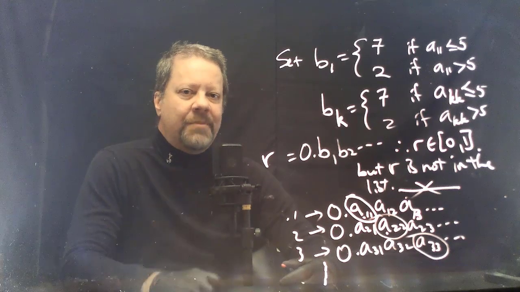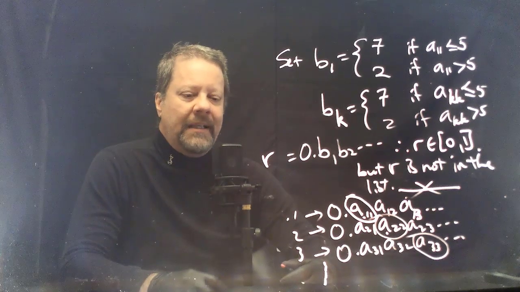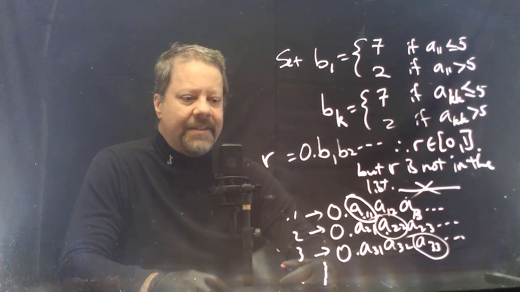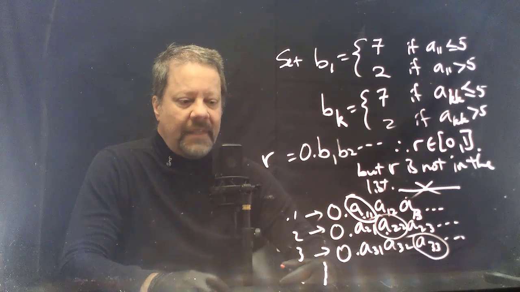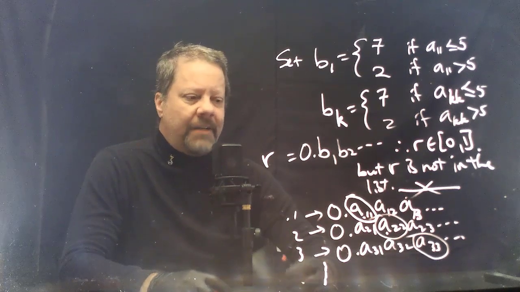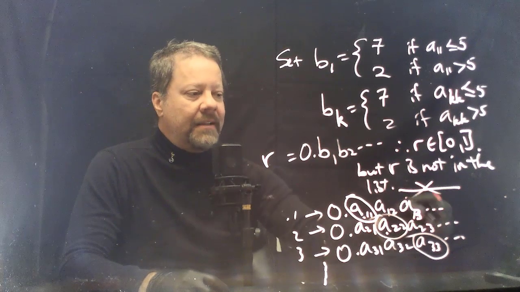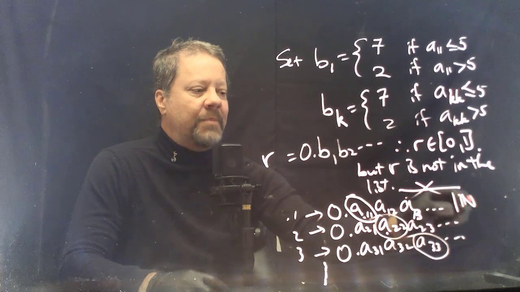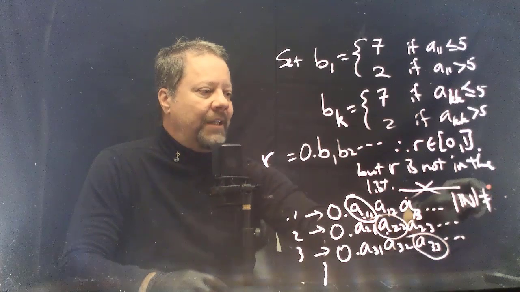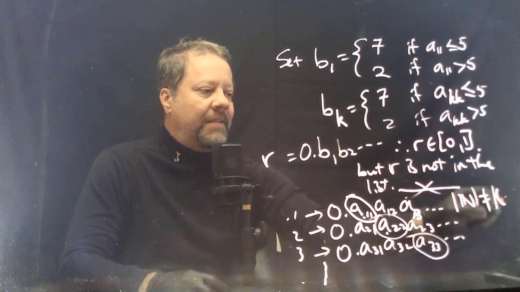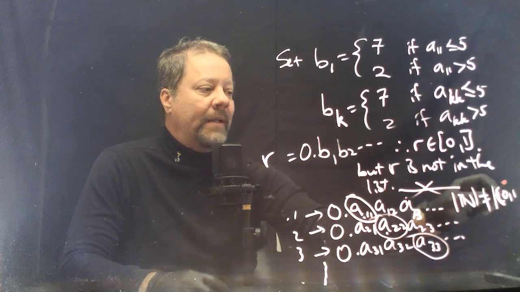But the only assumption that we've made that could be false is that the cardinality of the set of natural numbers is equal to the cardinality of the set of numbers between 0 and 1. And so we deduce that the cardinality of the natural numbers is not equal to the cardinality of the numbers between 0 and 1.